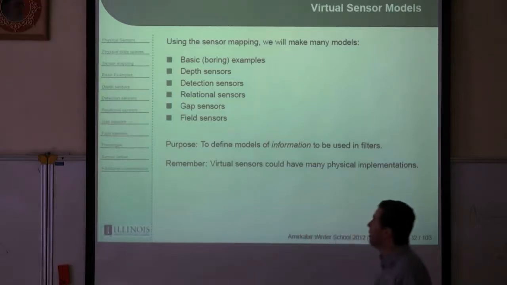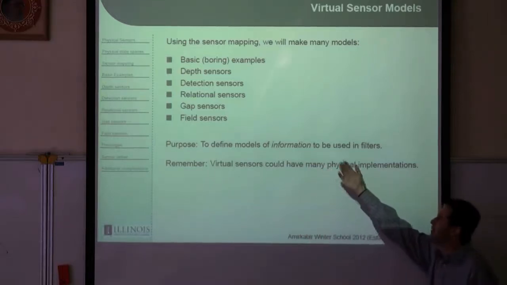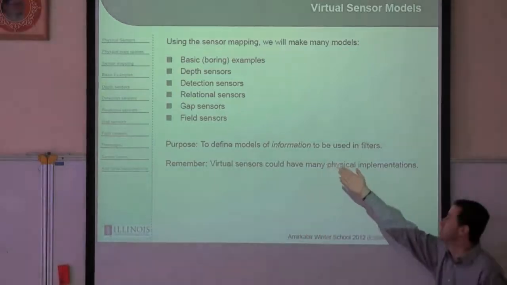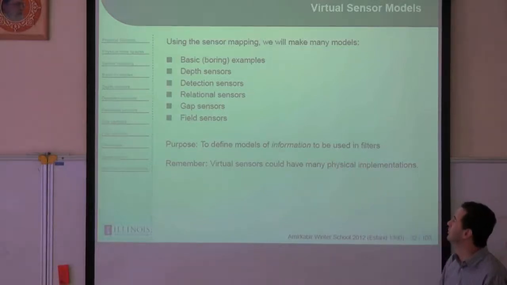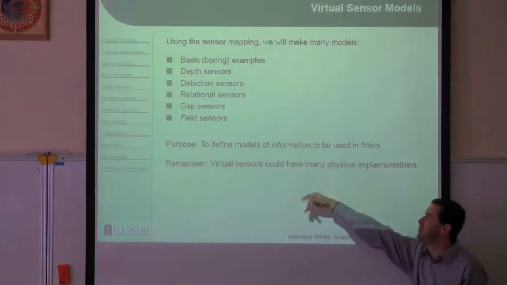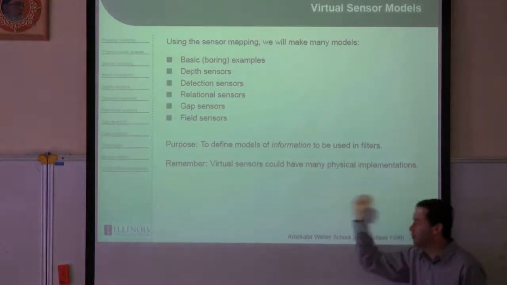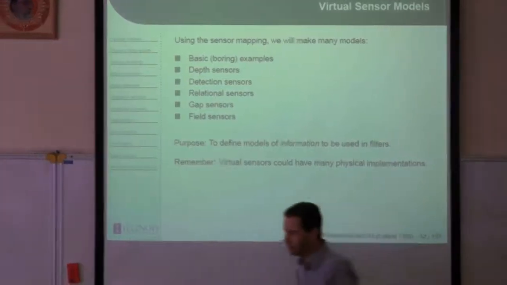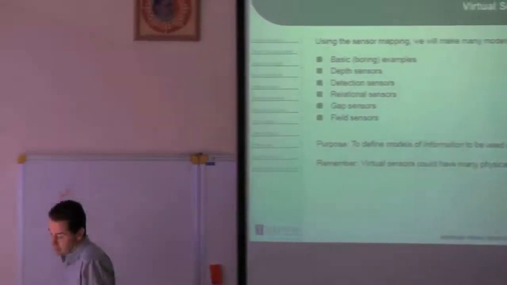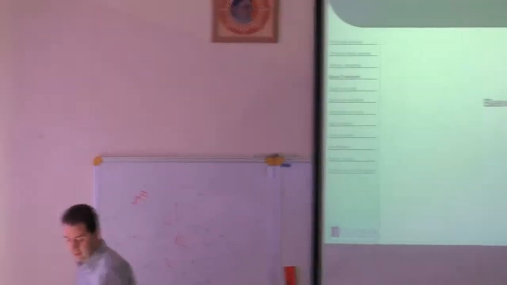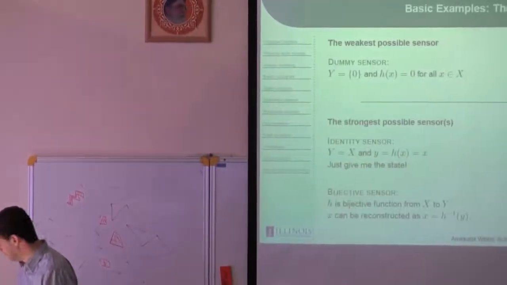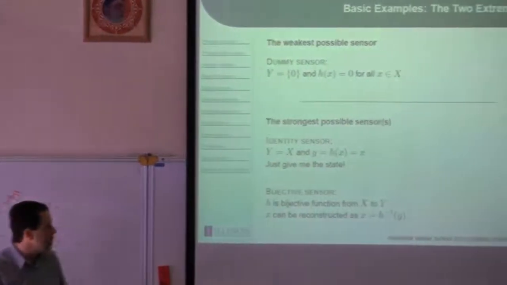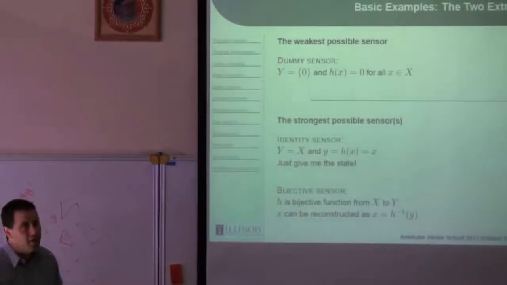The reason I want to do this is so that I can define the kind of information, in terms of information states, that we want to give to filters. And remember that all these things I'm going to be defining are what I call virtual sensors that can have different kinds of physical implementations. I may remind you of their physical implementations as I go, but I'll forget for some of them. Here are some basic examples, and these examples will become reasonably important in a little bit.